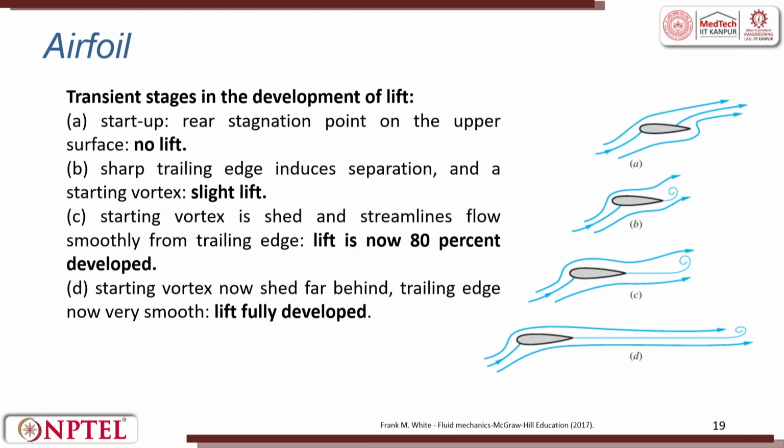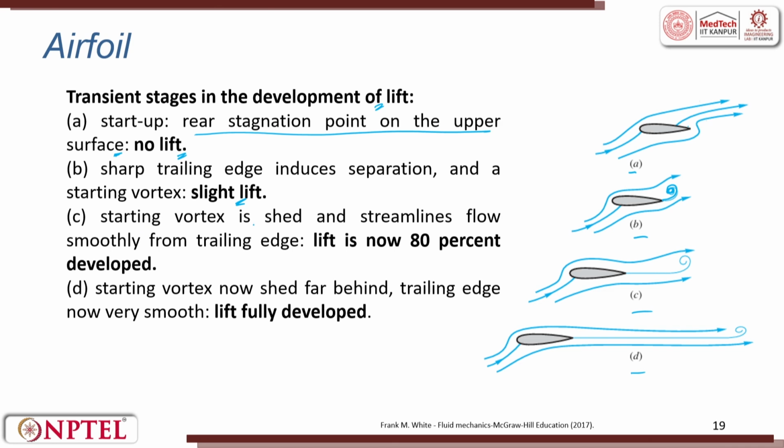There are transient stages in the development of lift. I have classified them as A, B, C and D. A is startup, where the rear stagnation point is on the upper surface and there is no lift at all. In B, the sharp trailing edge induces separation between the top and the bottom, and a small vortex is created, which creates a slight lift.